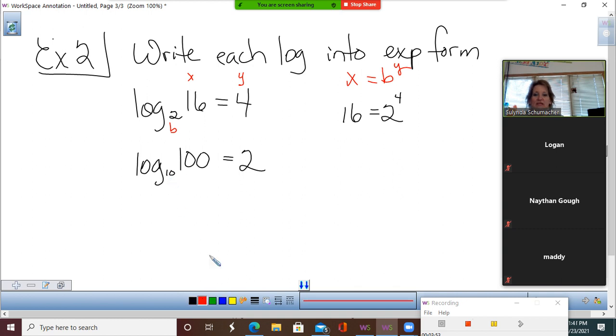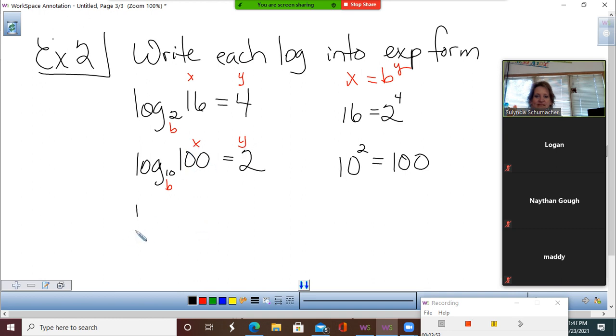Okay, so 10 is our b, 100 is our x, and 2 is our y. Rewriting this, we can write it the other way and say that I have 10 to the y equals 100. Some people prefer to take the base, write that first, to the opposite side is the exponent, equals the big number.